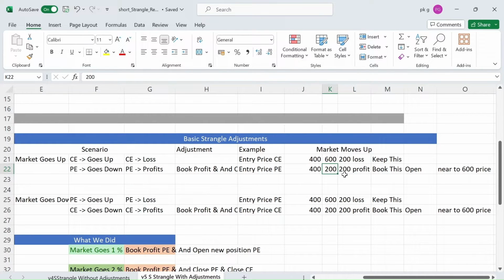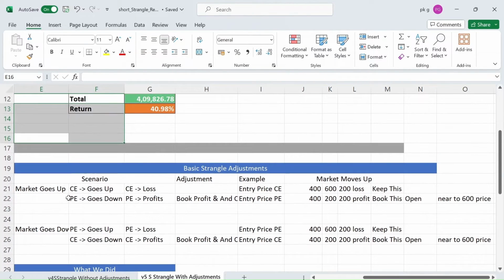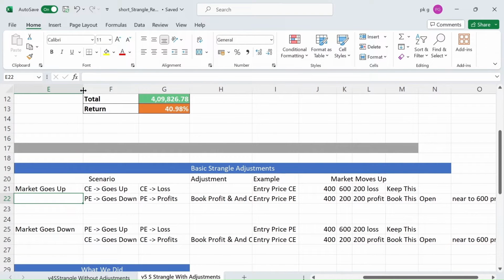And it's the same even if the market goes down. Whatever losses are made from the PE position, our CE position of course would be able to cover that. So that's the example scenario when the market goes up. Similar to that, we will do the adjustment even when the market goes down as well.